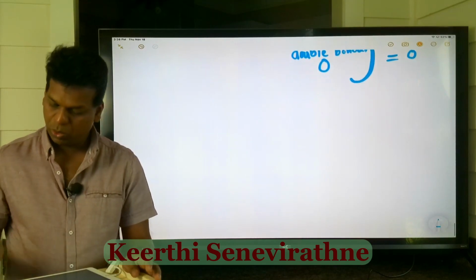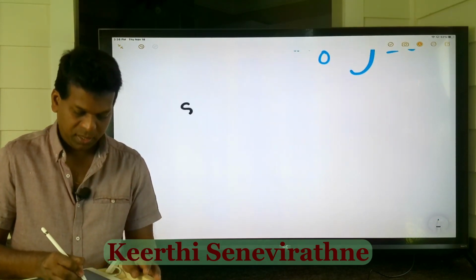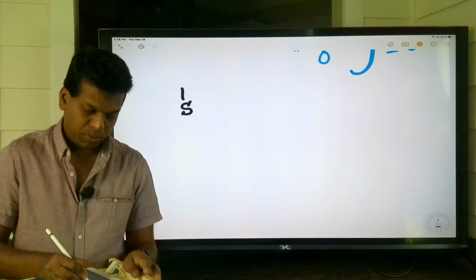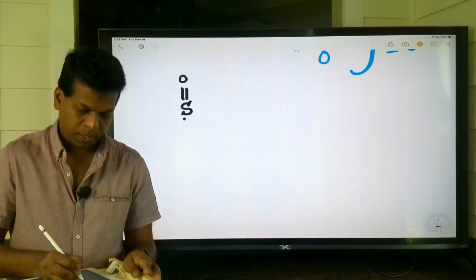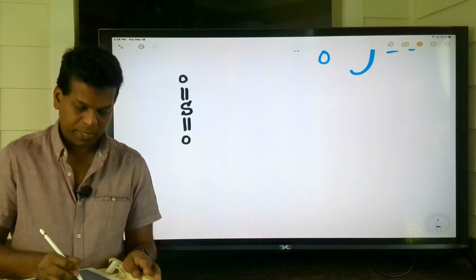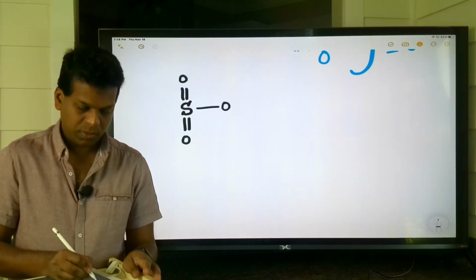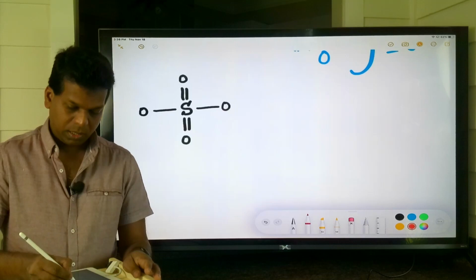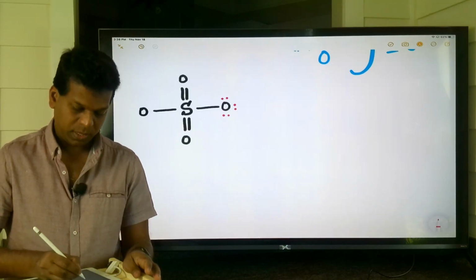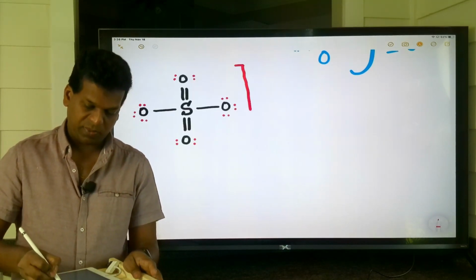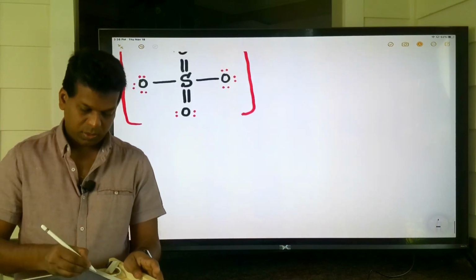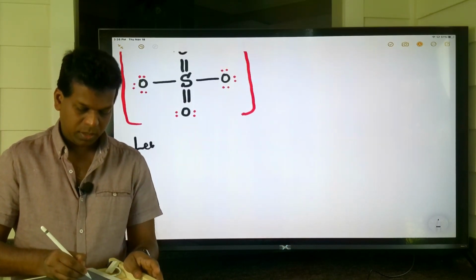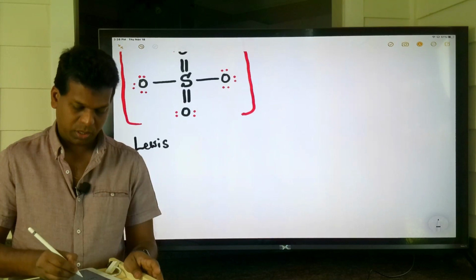If I draw it to show you properly, so there is a double bonded oxygen here, double bonded oxygen there, and single bonded oxygen like that, and the electron distribution is this, and this is the sulfate ion. So this is called the Lewis dot dash structure of sulfate.